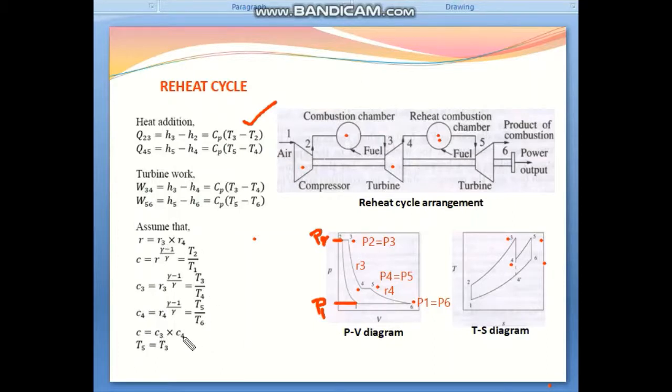So in this figure we can again write the reheat temperature, that means this 3 and 5, this temperature is the constant temperature. I mean these two temperatures are equal. The first combustion chamber temperature and the second reheat combustion chamber temperature, the maximum temperature, these two temperatures are the same.